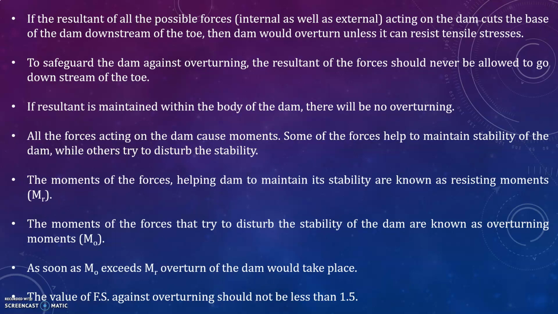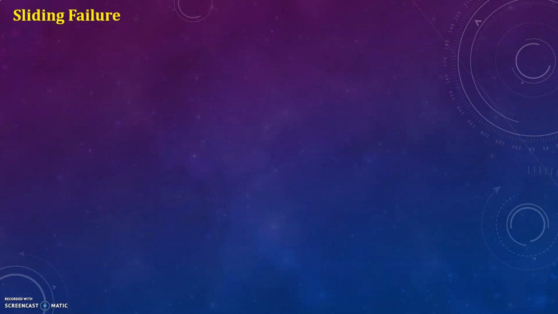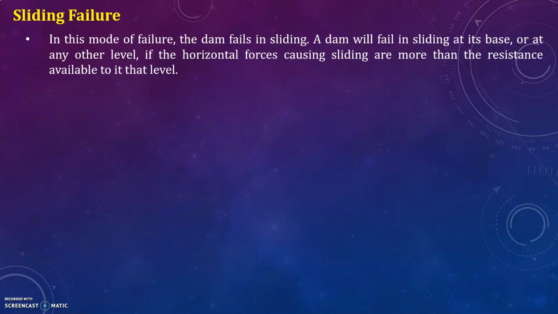Since the magnitude and direction of each and every force considered in the previous articles are known, their moments about the toe can very easily be found out, and the factor of safety can be calculated. So this is about the overturning. Let us discuss sliding failure.